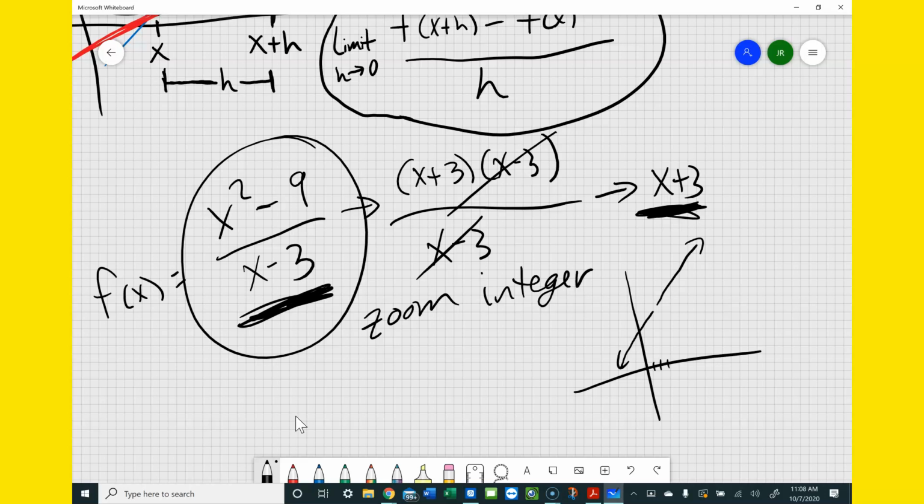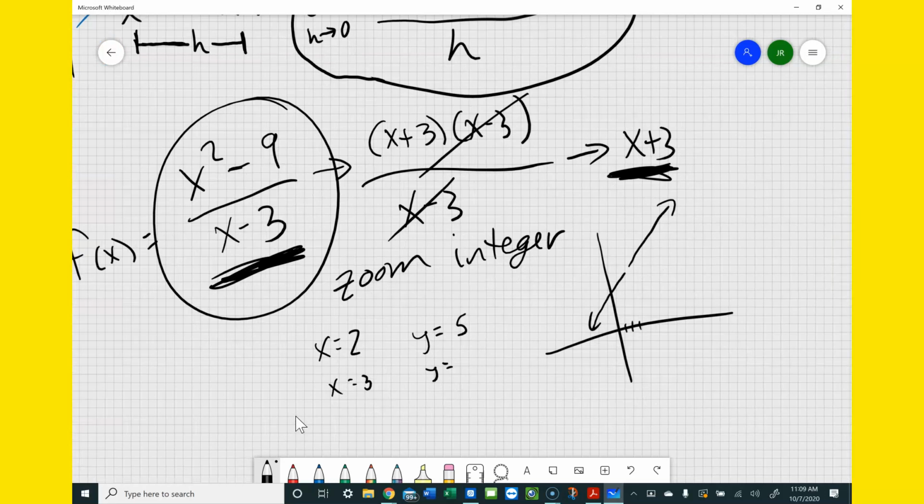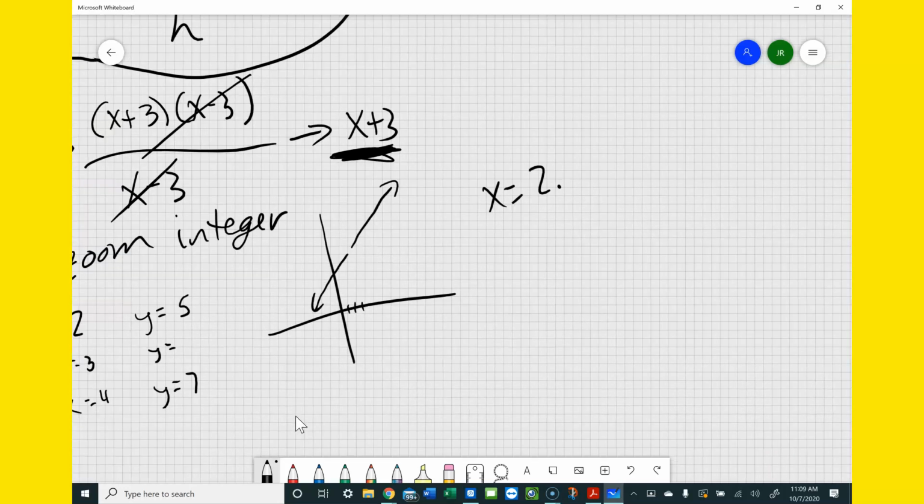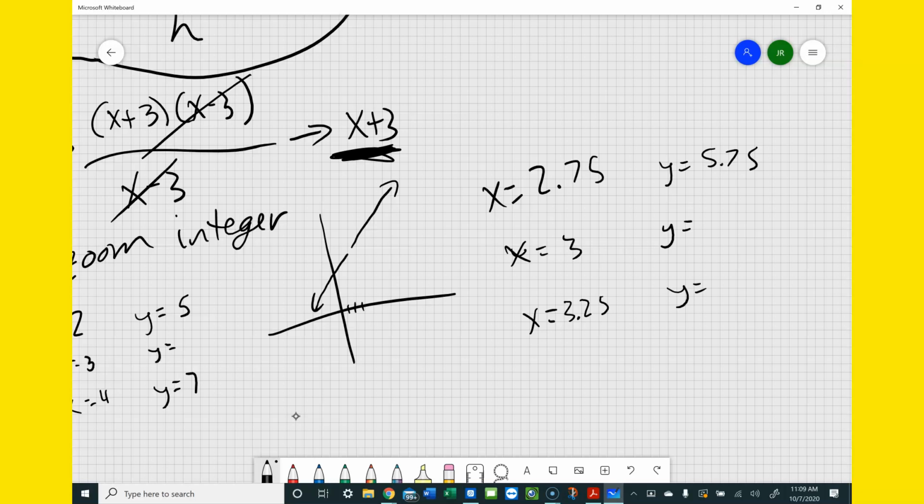And then if you trace it, you'll be at x equals 2, and y will be 5, and then x will be 3, and it'll have no answer. And then it'll say x equals 4, and y will be 7. Then I want you to hit zoom in, and zoom in on that hole. Then you could get x equals 2.75, and y equals 5.75. It's still going to say x equals 3, y equals a blank spot. You could do x equals 3.25, and y will equal 6.25.